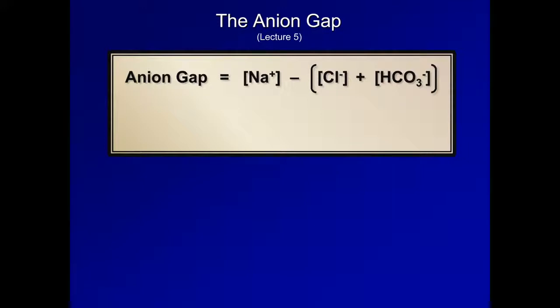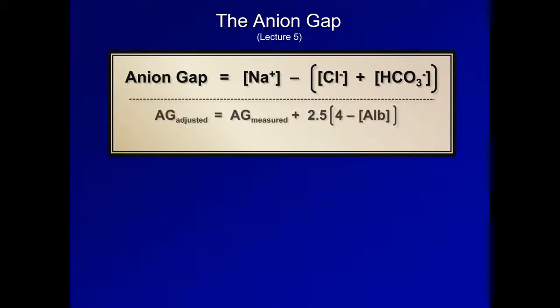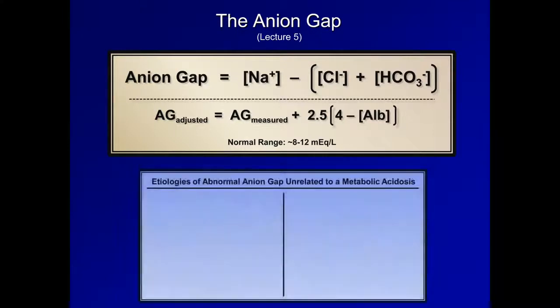Because negatively charged albumin is a major contributor to the anion pool, the anion gap should be adjusted in states of significant hypoalbuminemia using this empirically derived equation. The normal range of the adjusted anion gap is approximately 8 to 12 milliequivalents per liter, though it varies slightly from lab to lab.